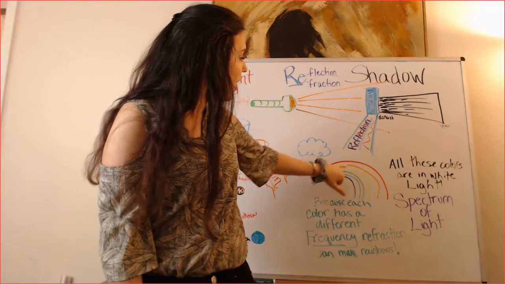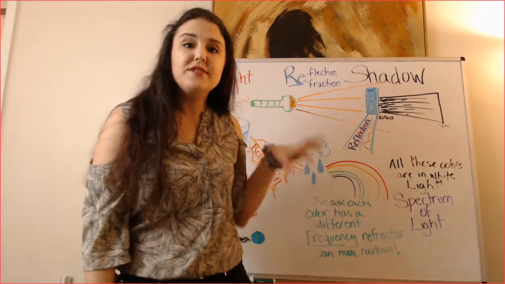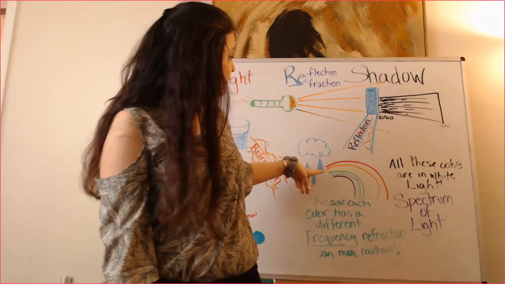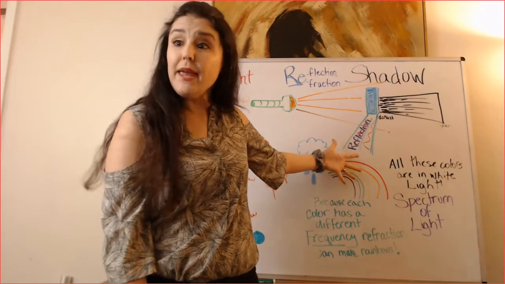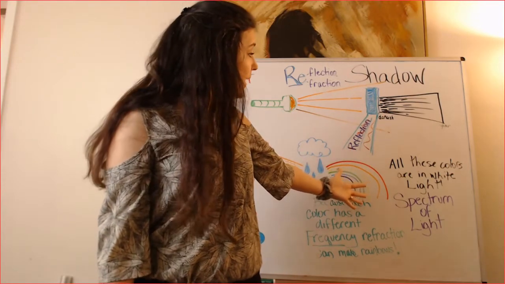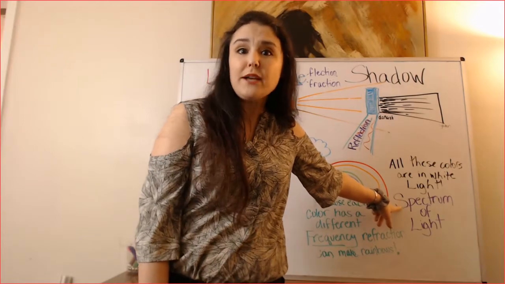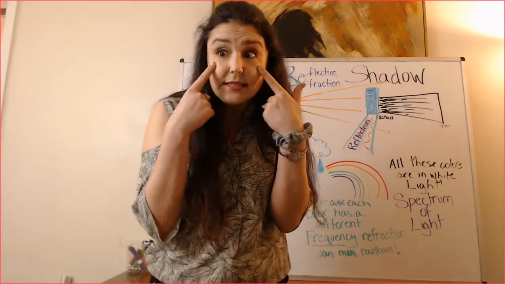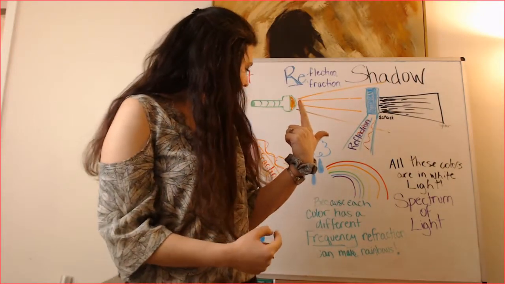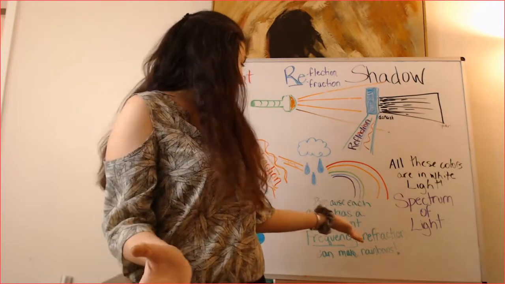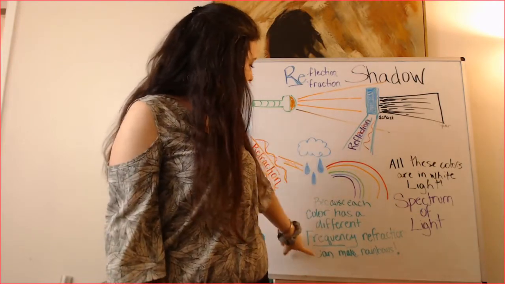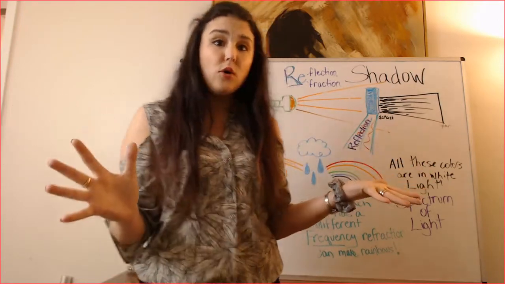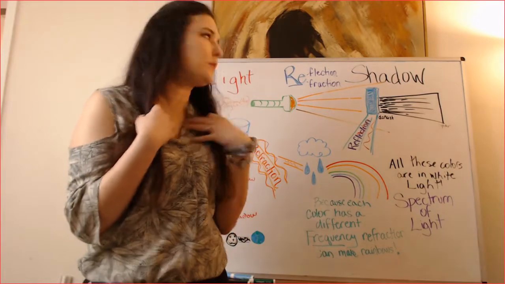Remember we talked about how all of these colors of light have different wavelengths, different frequencies. So when it is refracted through the water droplets, it makes a rainbow. And the rainbow is our visible spectrum of light. All the colors of light that your eyes can see. Pretty cool, right? They all have different frequencies. So when they're refracted, white light, plain old sunlight, can make rainbows. Oh, so cool. We love rainbows.